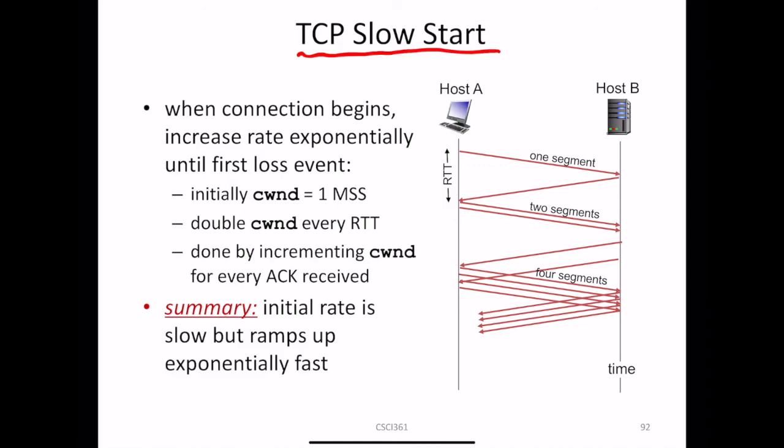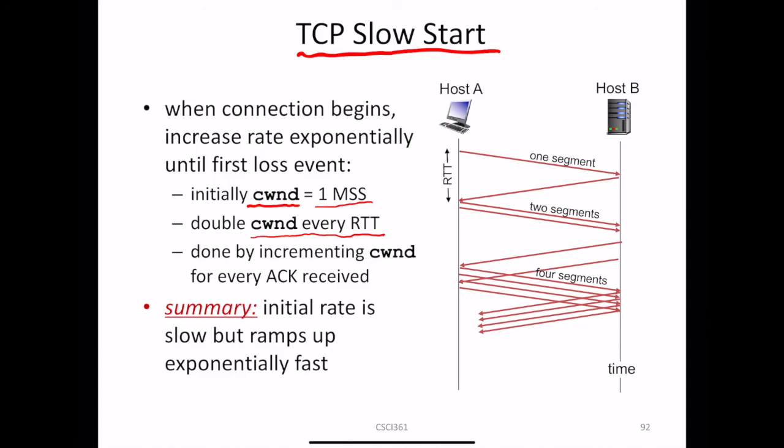Even though the name of this part is TCP slow start, the speed is actually not slow. When the connection begins, we increase the rate exponentially until the first loss event happens. Initially we set the congestion window to 1 MSS, and then we double the congestion window every round trip time when we receive the new ACK.